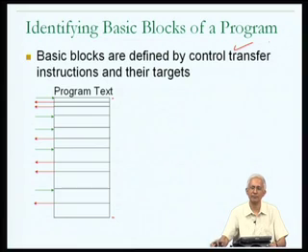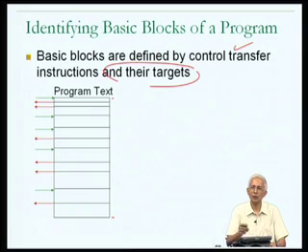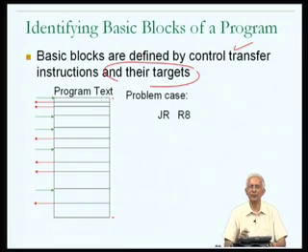That sounds easy enough. There is of course one problem, and that is it may not be possible for me to actually identify all the targets of the control transfer instructions. Let's just look at a simple example from our MIPS1 experience. Here is a control transfer instruction of the MIPS1, jump register R8. So this transfers control to the instruction whose address is inside register R8.